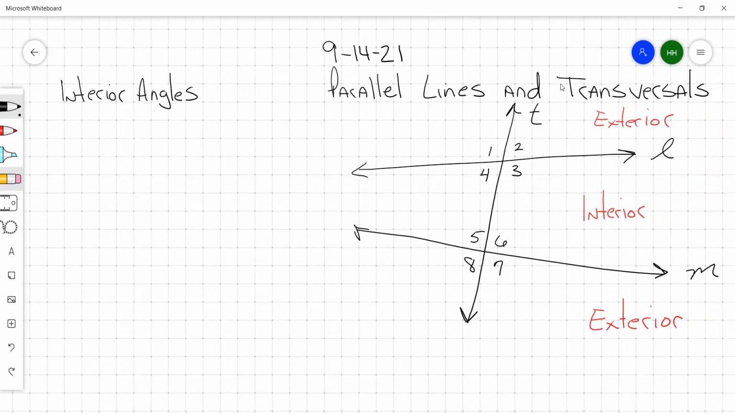In this diagram, the angles that are in the interior, the interior angles, are these four that are in this interior region. So it's angle 3, 4, 5, and 6. Those four angles are called interior angles. In that same diagram, there are four exterior angles, and those are 1, 2, 7, and 8.